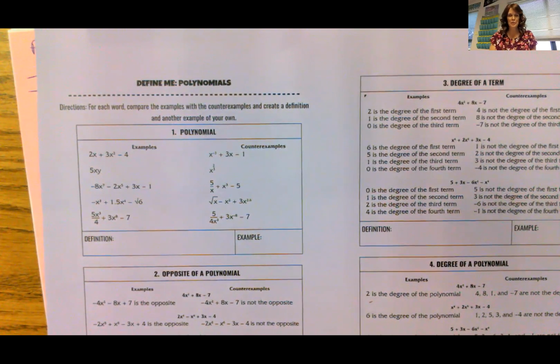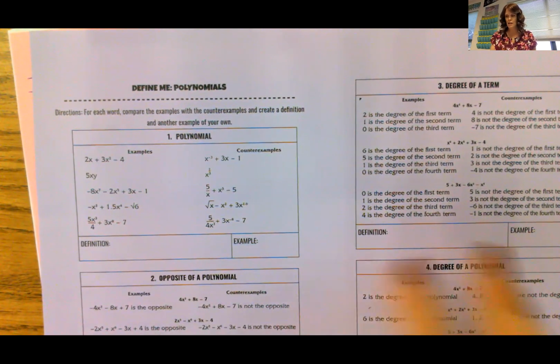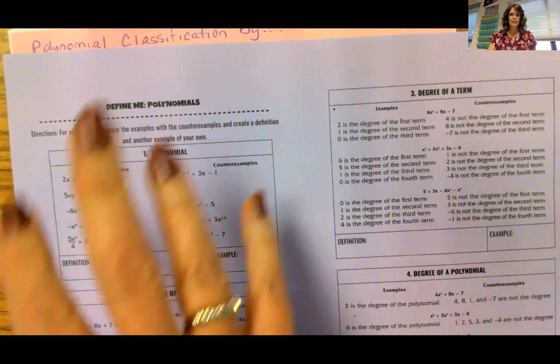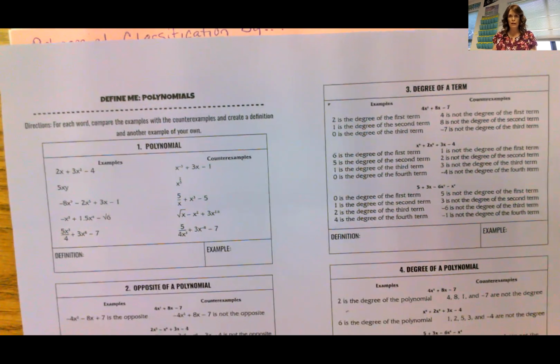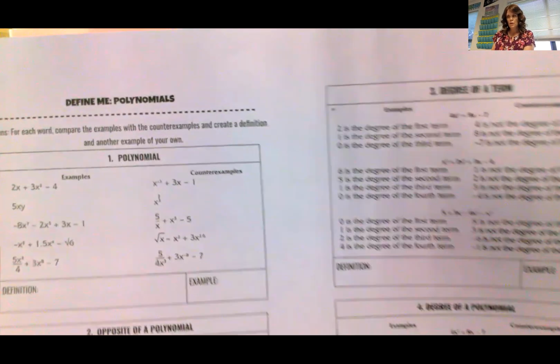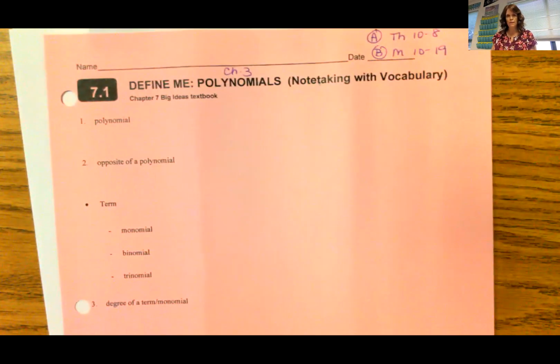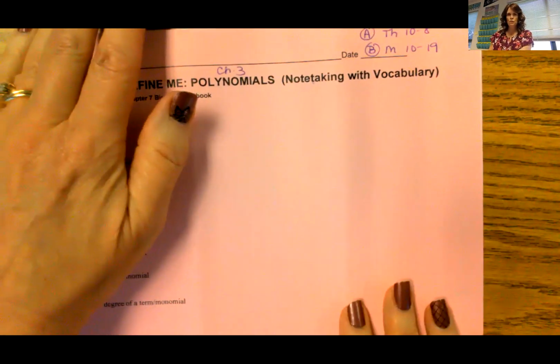Okay, eighth graders, thanks for being patient with me. This lesson is going to start our chapter 3, and you should have completed this activity called Define Me, where you're using examples and counterexamples to try to come up with a definition. And this is something you will do a lot in geometry when you get there, okay? So if you don't have the pink paper, Define Me Polynomials, in front of you, you should grab that.